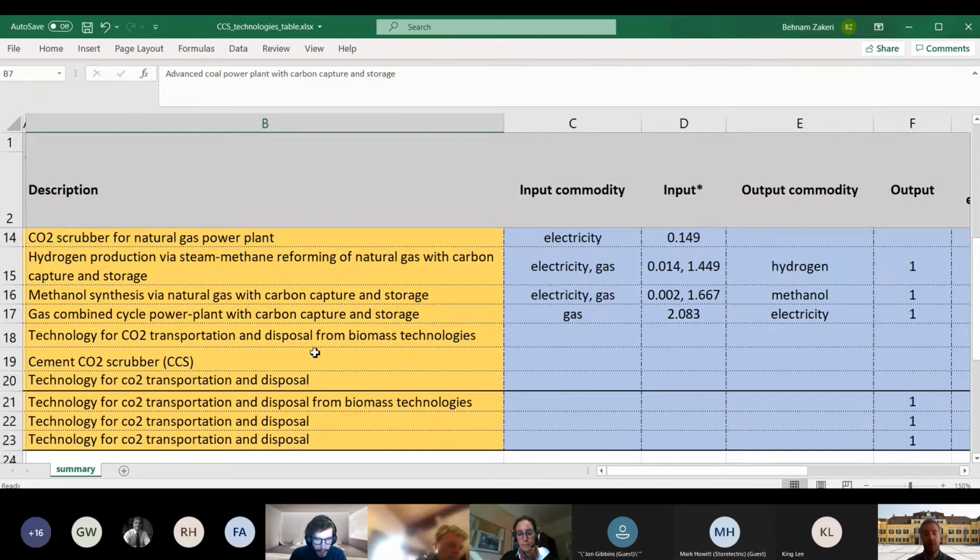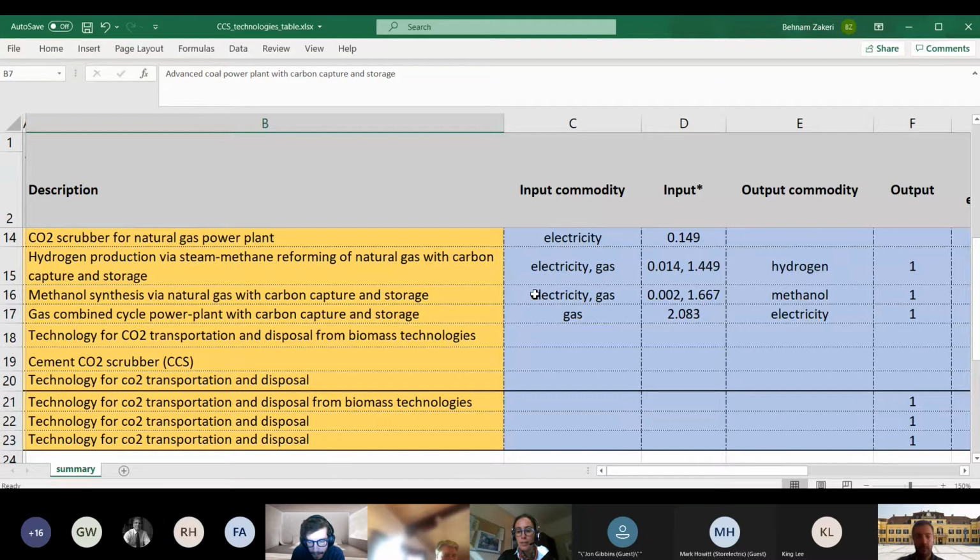At the moment, we have a generic representation of CO2 transportation and disposal. So we assume, for example, one cost for all the regions, but if there are different distances and differences, it will help us to refine our assumptions. That was from my side, Eva. Thank you, Behnam.